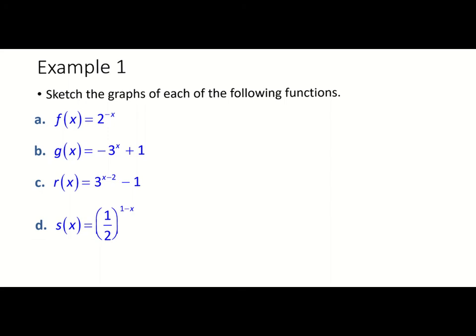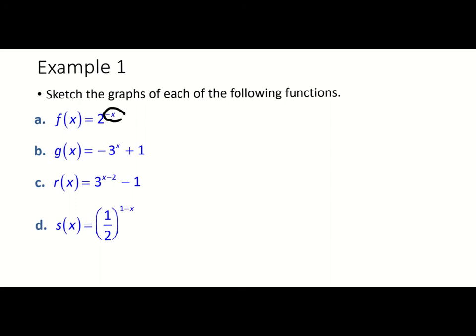So here we have f of x equals 2 to the negative x power. So it's like 2 to the x power, but instead of x, now we have that negative x there. So remember, when you have a negative and it's with that x value, it's going to mean reflection. Now, is it going to reflect over the x or the y-axis?